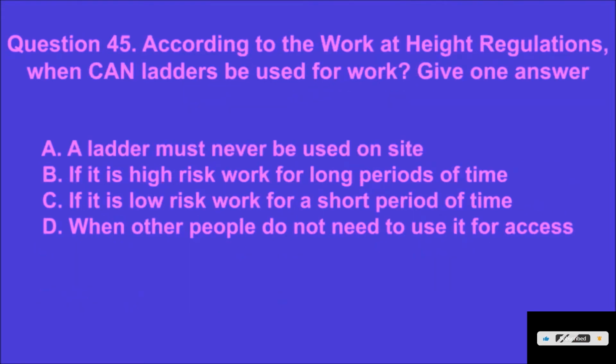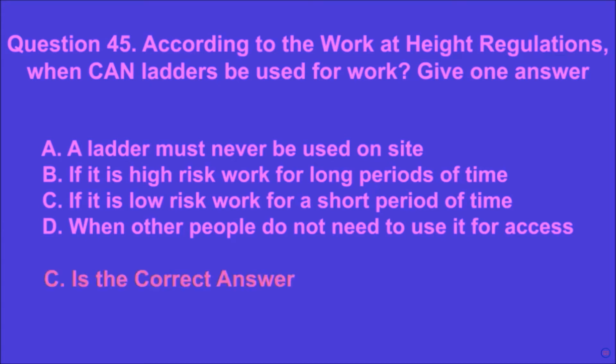Question 45. According to the work at height regulations, when can ladders be used for work? Give 1 answer. A. A ladder must never be used on site. B. If it is high-risk work for long periods of time. C. If it is low-risk work for a short period of time. D. When other people do not need to use it for access. C is the correct answer.